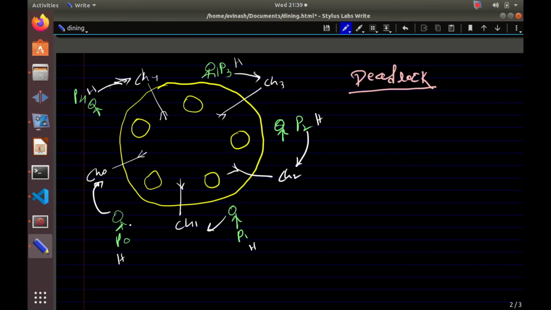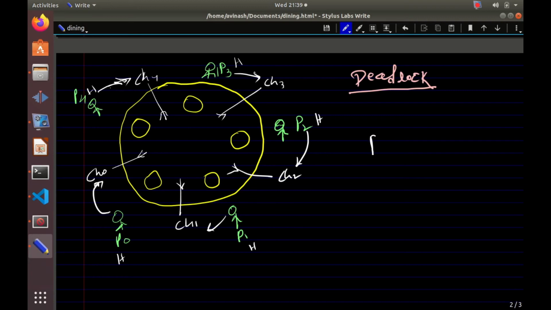Now what will happen? P0 requires one more chopstick to eat from this pot, because every philosopher requires two chopsticks. But CH1 is not available, it is with P1. Similarly, P1 requires CH2, but it is with P2. Similarly, P2 requires CH3, but it is with P3. And P3 requires CH4, which is with P4.